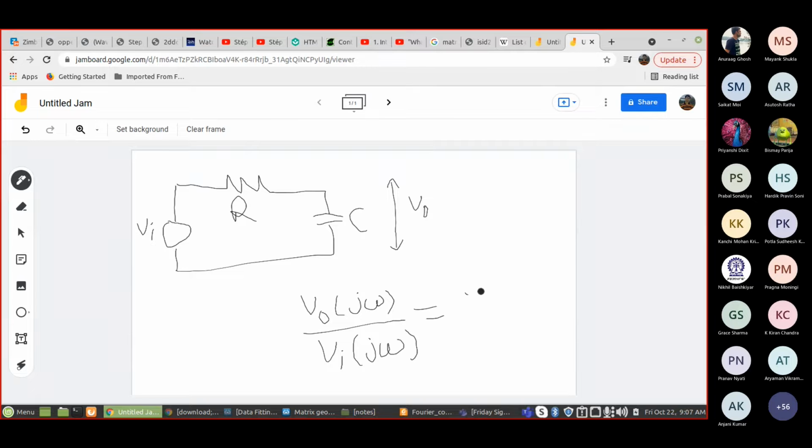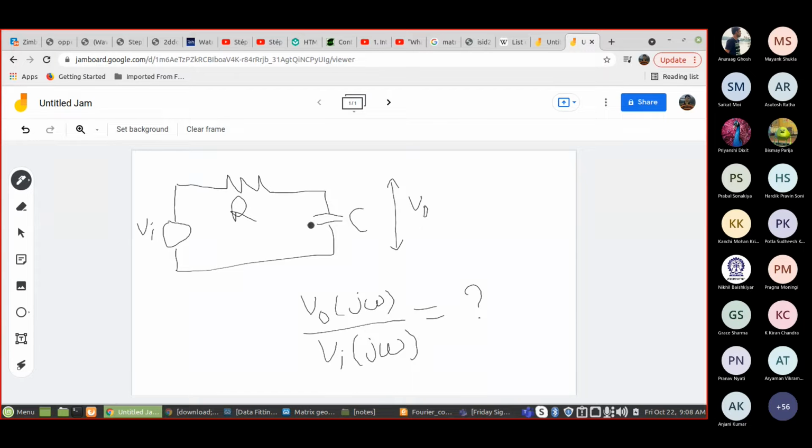So this is an easy exercise. Okay, you should be able to find this. Write down the differential equation, then take Fourier transforms, and you can find the frequency response as well as the impulse response of this simple system, and then find its magnitude and phase response.